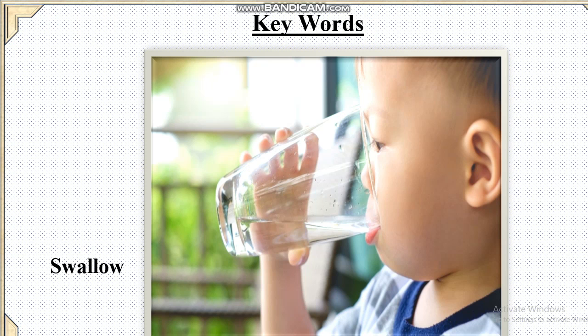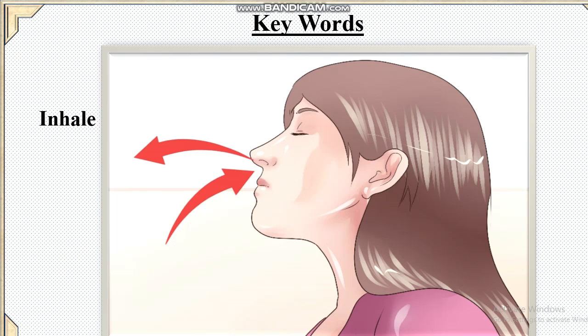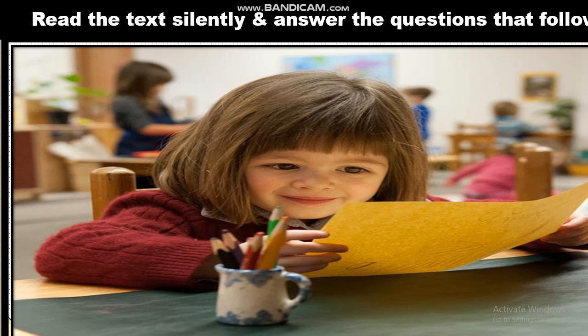Insect killer. Okay, now the third one: a little boy is drinking water, so that means swallow is a drink. Another word, detect. Something with a magnifying glass. A man is trying to identify something, that is detect, to find out. Okay, you can understand. Now inhale. A young girl is showing her inhalation, that is puff. Those are the difficult words mentioned in your passage. Now let us start to read the passage silently and answer the following questions.